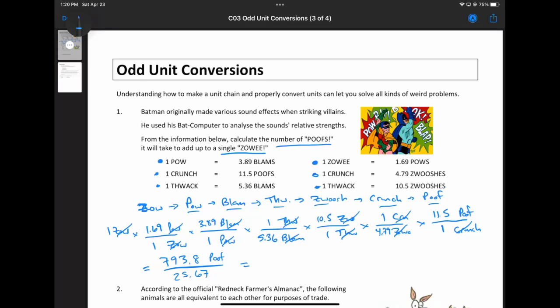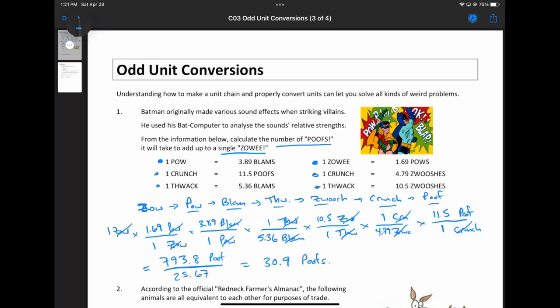And finally, I'm just going to take the top, 793.8, divided by the bottom, 25.67, and I'm left with 30.9 approximately poofs. So that tells me that 1 zowie is 30.9 times as powerful as a poof.